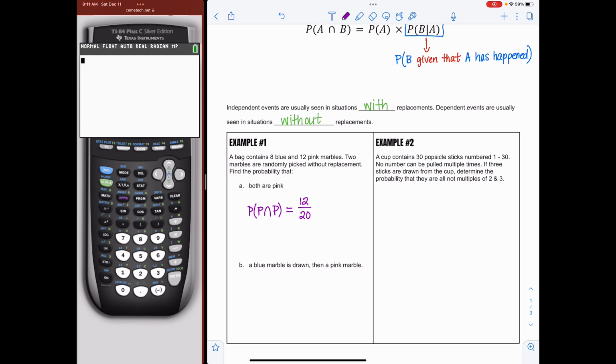Well, if I want to find the probability of getting another pink marble, I will have to multiply that by getting 11 out of the 11 pinks that are left in the bag, and then it's going to be out of 19 total marbles. So when I do that, I will have 12 over 20 times 11 over 19. And that will give me 33 over 95.